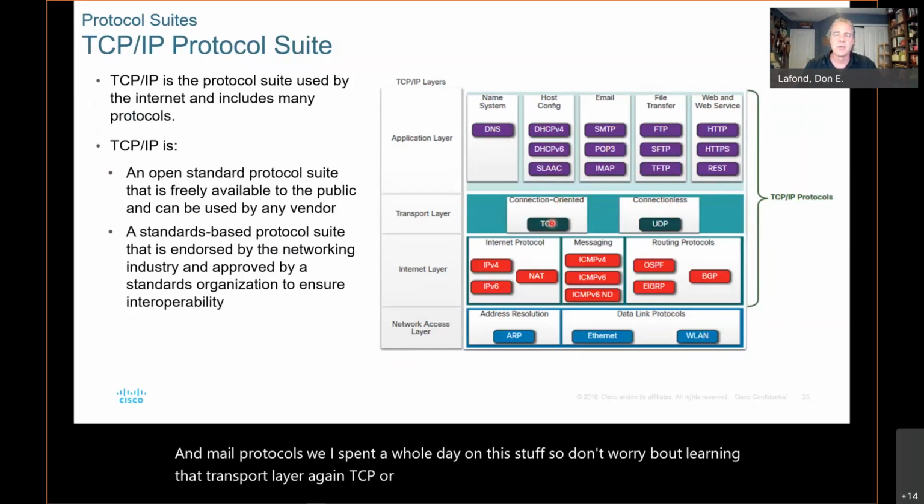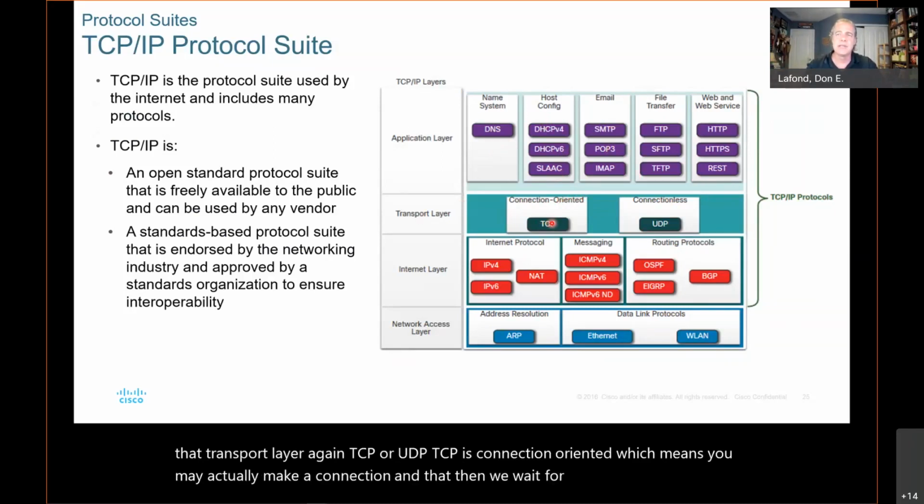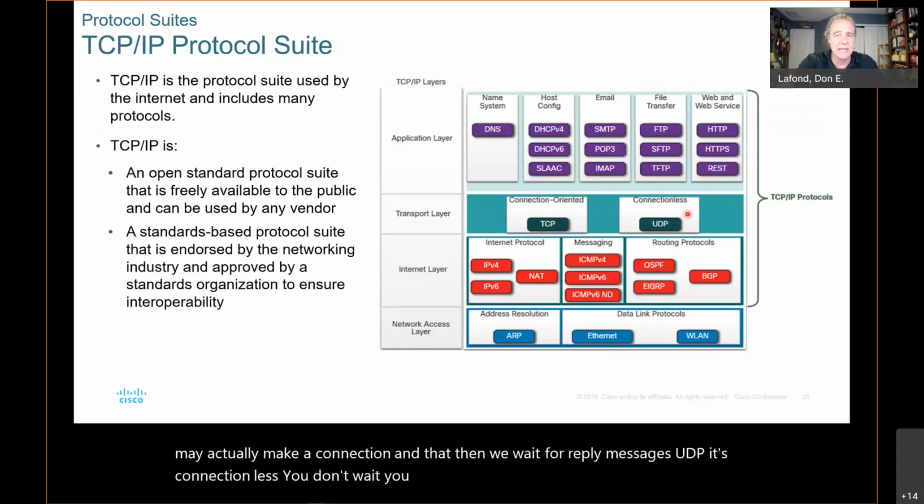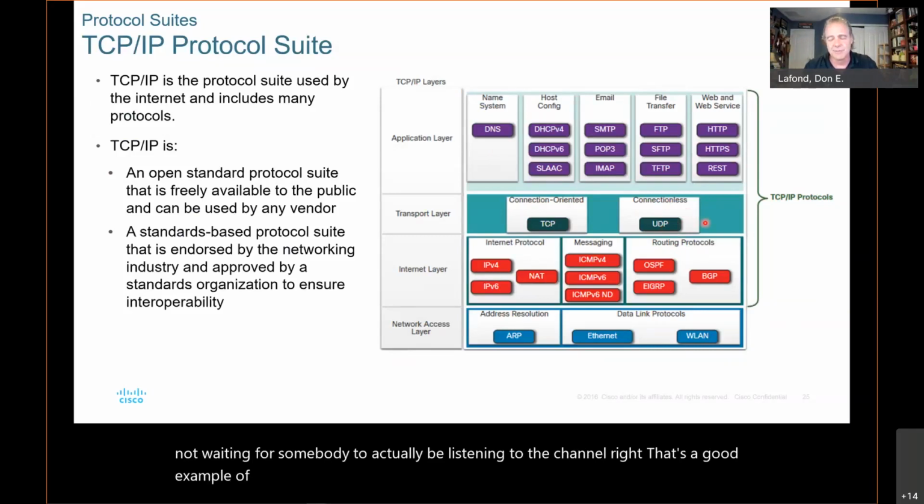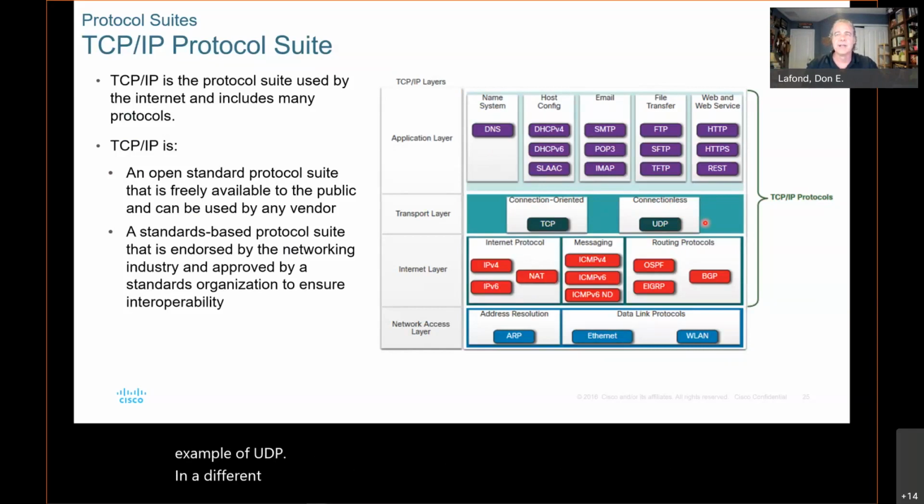TCP is connection oriented, which means you actually make a connection that then you wait for reply messages. UDP is connectionless. You don't wait. You just keep broadcasting, like FM radio. FM radio is not waiting for somebody to actually be listening to the channel, right? That's a good example of UDP in a different media, obviously, but UDP doesn't care. It just sends the message, and if somebody hears it, great.